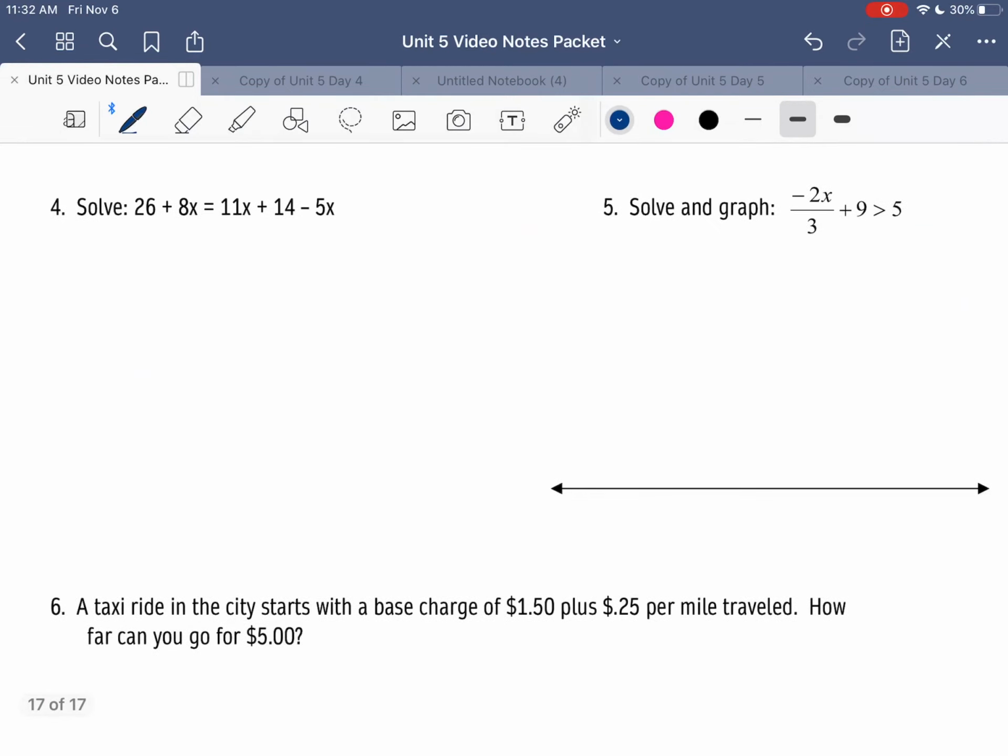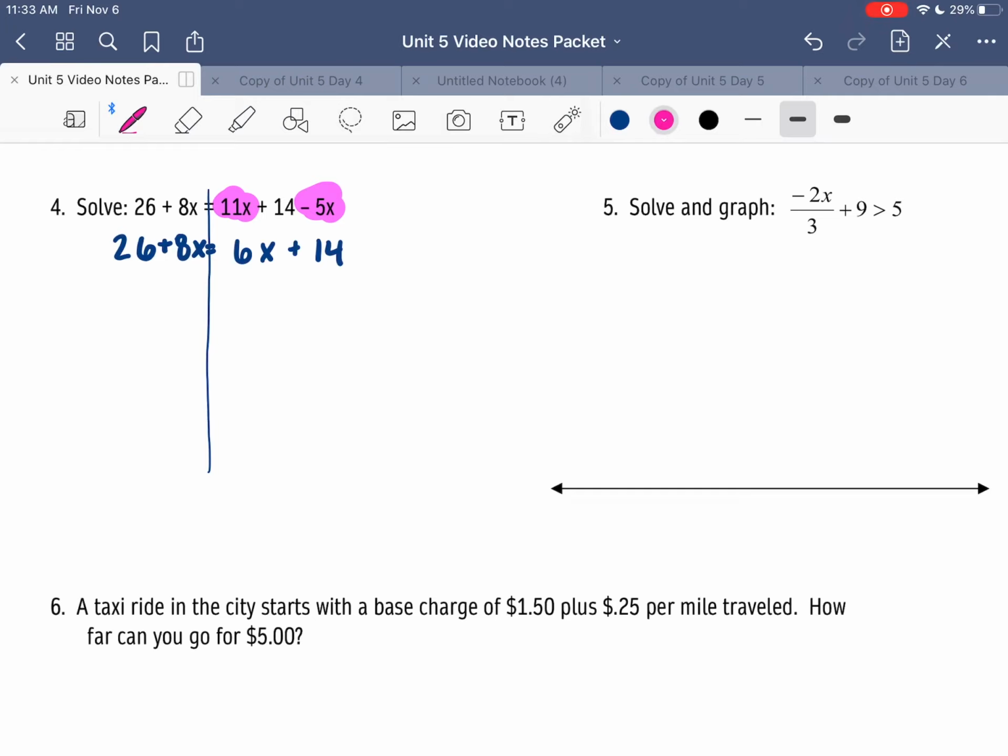All right, number 4. For number 4, we've got 26 plus 8x equals 11x plus 14 minus 5x. So it looks kind of messy. Let's see if we can clean it up some. So I notice on the right side, I have an 11x and a negative 5x. So because I have two terms that are on the same side, I can actually just combine them. This will not affect the left side at all. Just 26 plus 8x over there. 11x minus 5x would make 6x. Now that looks much nicer.